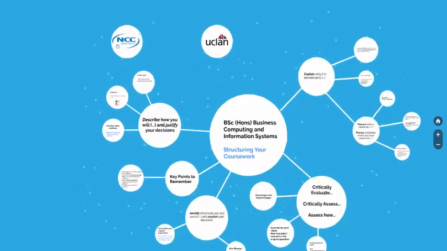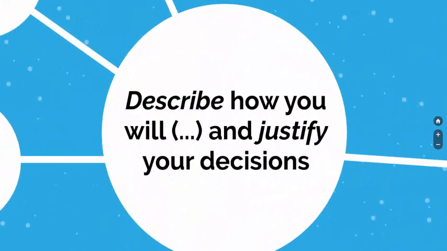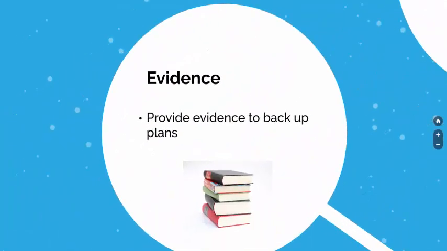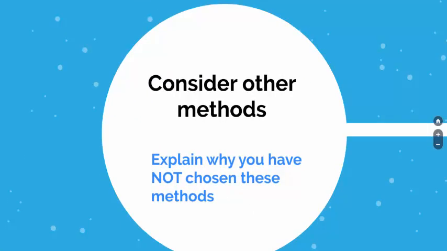Next is to describe how you will and justify your decisions. First, explain your plan of how you will carry out the subjects in question. You should provide evidence to back up your plan, for example case studies and theories. And then consider other ways to answer the question and explain why you have not chosen these methods.